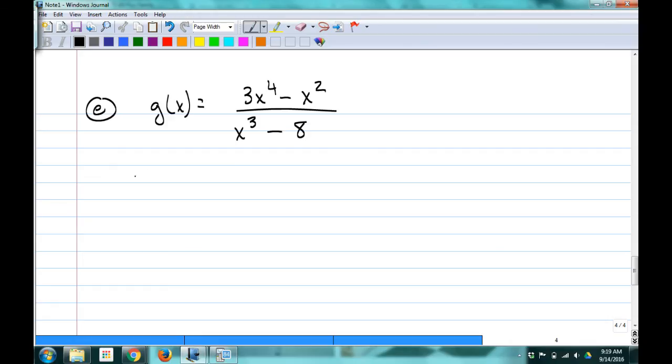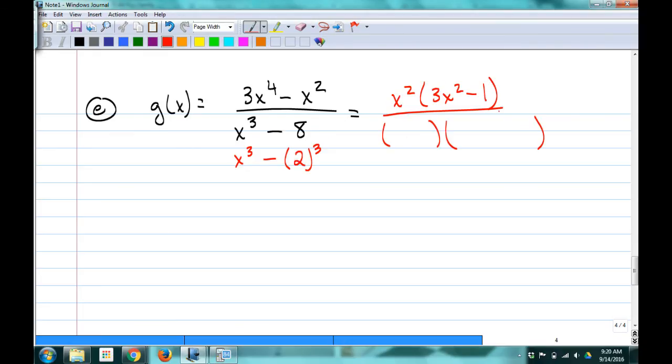So let's go ahead and find the factored form of each of these. The numerator could factor with the GCF of x squared. That leaves 3x squared minus 1. So there's the factored form. And on the denominator, that's a difference of cubes. So how does that factor? Maybe you didn't learn this in Algebra 2, so I'll teach you how. What cubed is 8? 2.